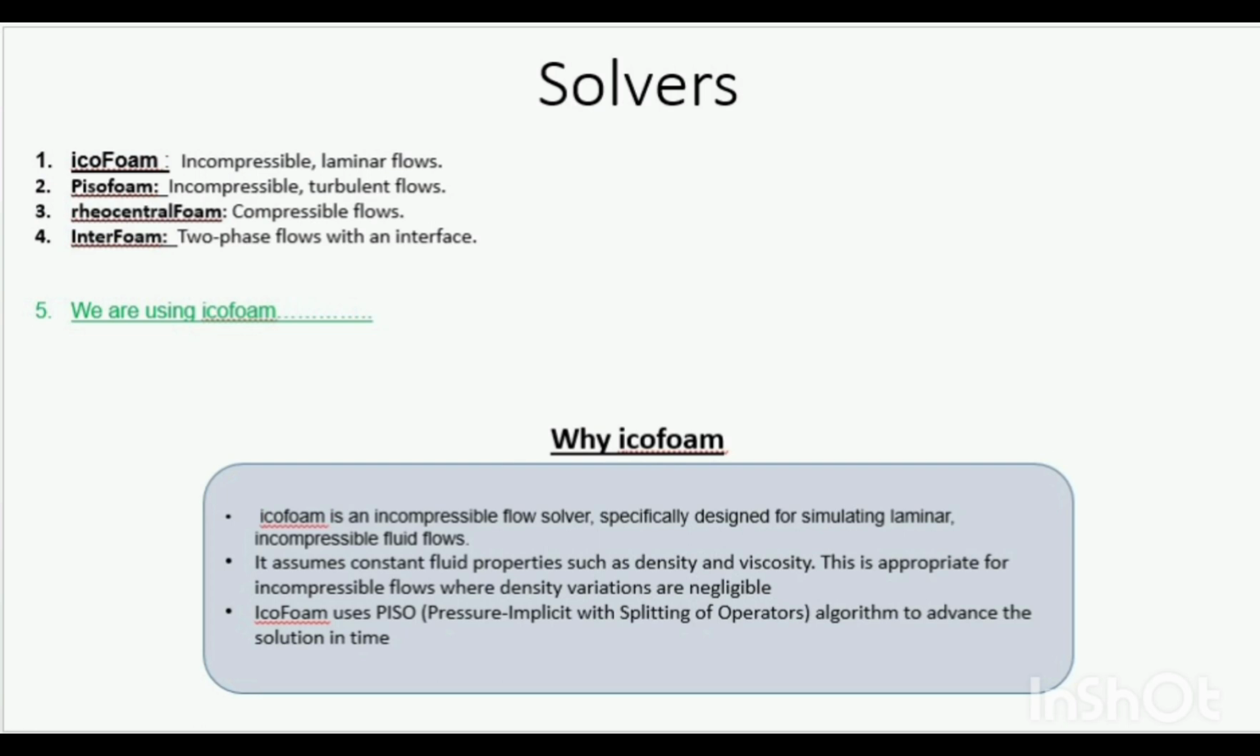In OpenFOAM, we have different types of solvers based on the type of flow and the result we want, like icoFoam, pisoFoam, rhoCentralFoam, and interFoam. icoFoam is used for incompressible and laminar flows, pisoFoam is used for incompressible but turbulent flow, rhoCentralFoam is used for compressible flows, and interFoam is used for two-phase flows with an interface.